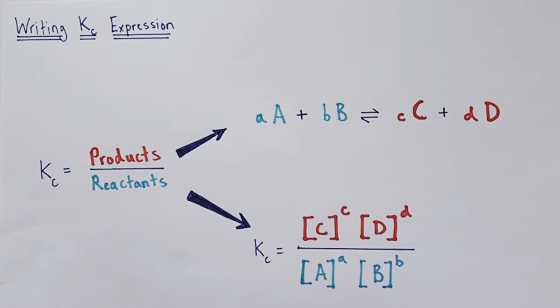Okay, so I'm going to take you through the fundamentals of how to write a generic Kc expression. So Kc is calculated by putting products over reactants. So the products are the numerator in the expression and the reactants are the denominator. So they go above and below the division line. But what exactly goes above and below the division line? What do we actually put into the expression?